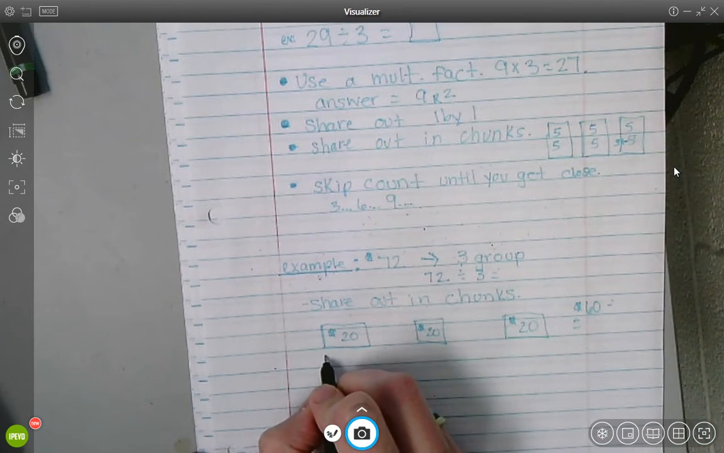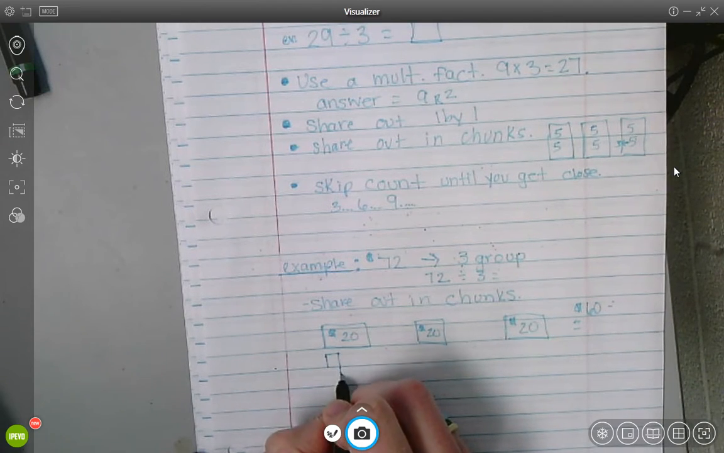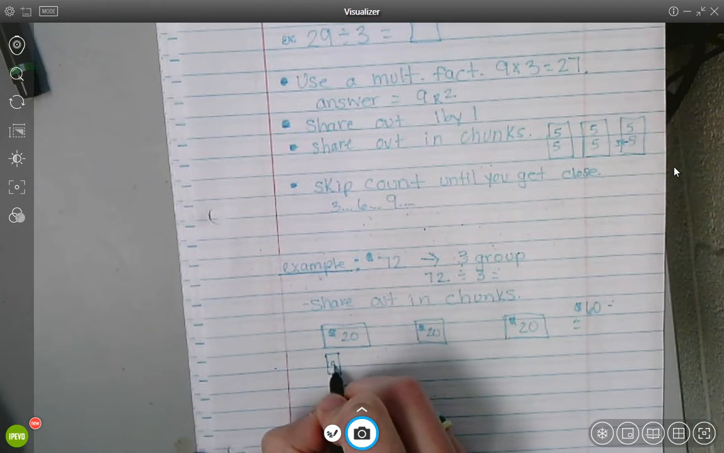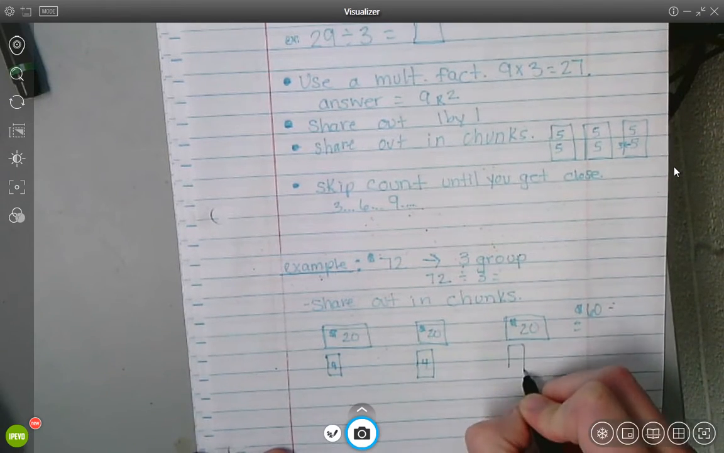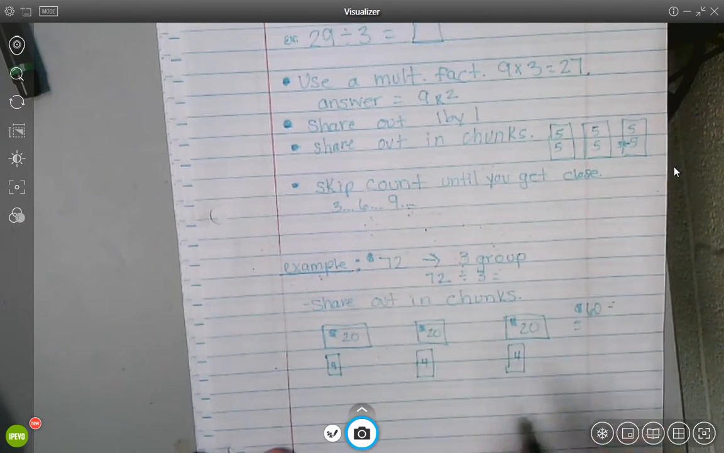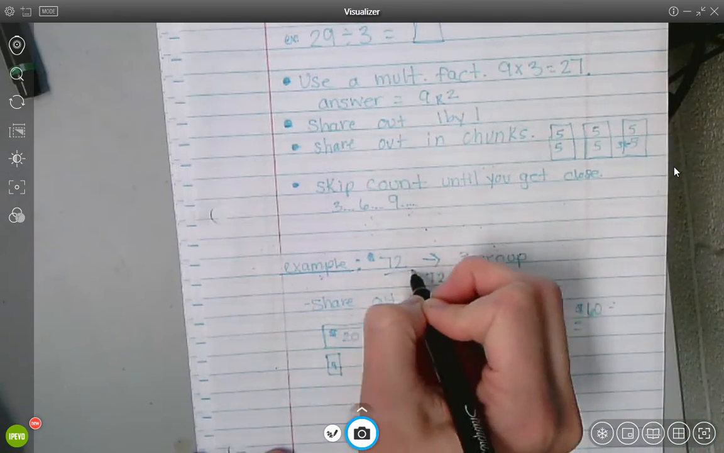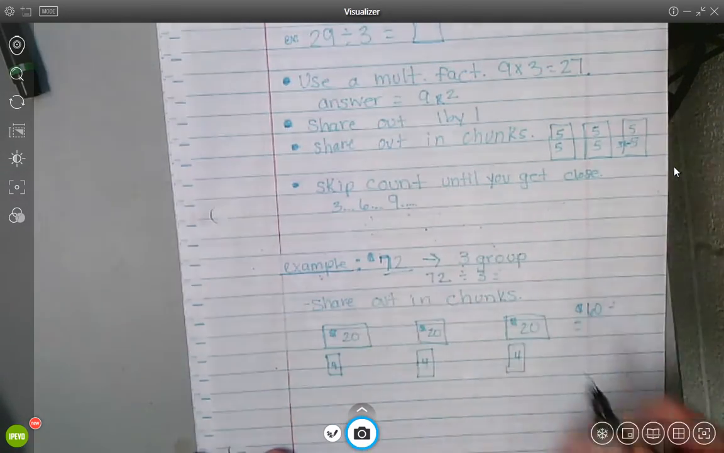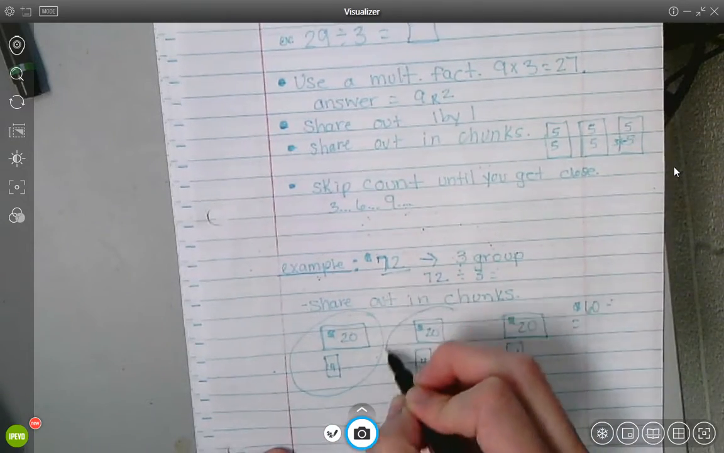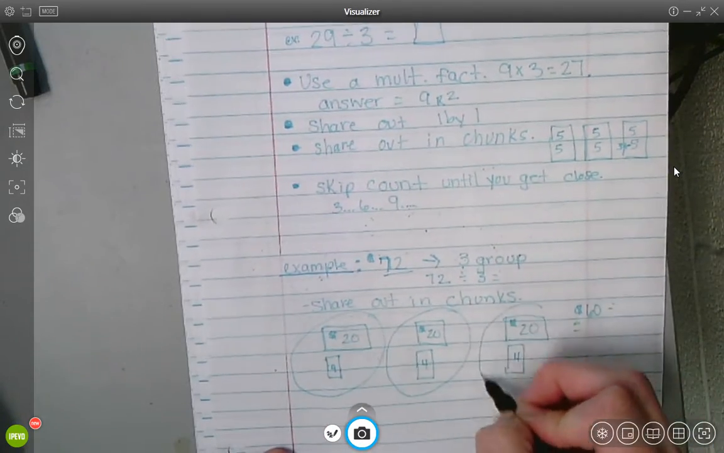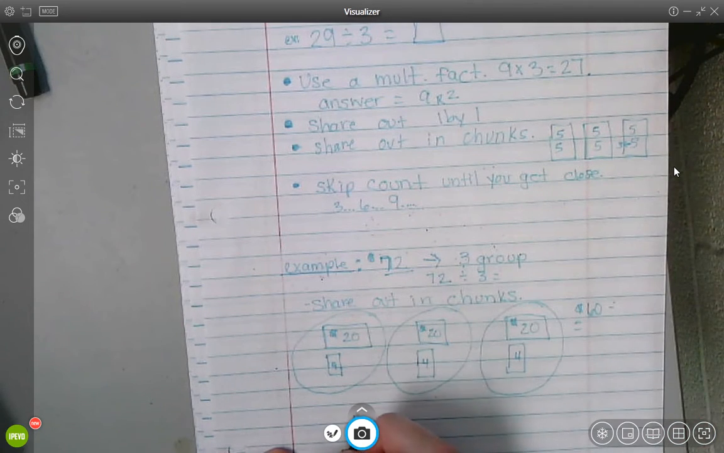So I could do 4. I'm just going to put a 4 here because I know I have 4 more dollars in this pile. And then I'm going to double check it. So 20, 40, 64, 68, 72. So there you go. Did I get my goal of $72?